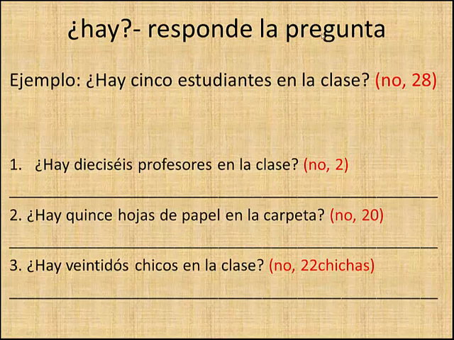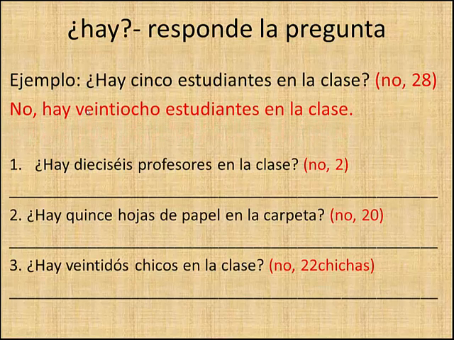Once again, responde la pregunta. Okay, so again, this is going to be a yes or no answer question. Okay, hay 5 estudiantes en la clase. So the question is, are there 5 students in the class? And the answer is going to be no, 28. So we need to write a complete sentence saying no. Instead, there are 28 students in the class. So, no, hay 28 estudiantes en la clase versus 5.